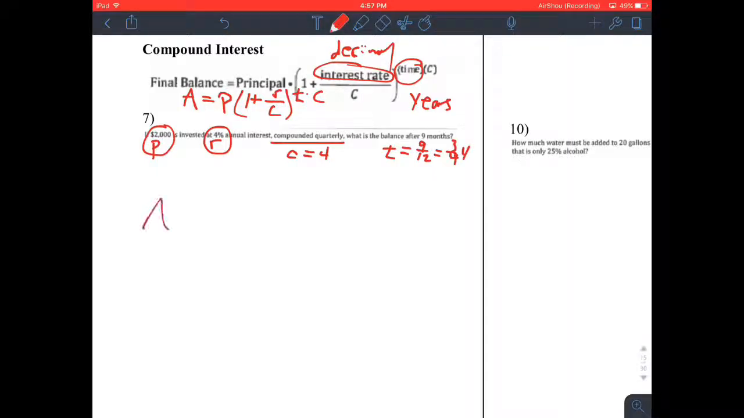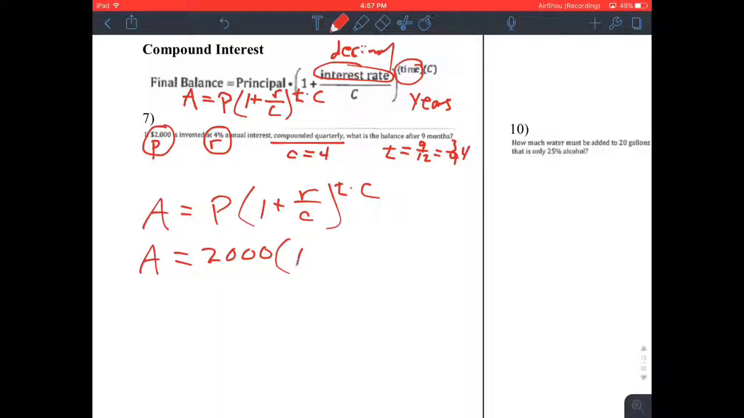Compound interest formula, A equals P times 1 plus R over C, to the T times C. If we plug these numbers in, 2,000 is what P is. Interest rate is 4% as a decimal, that is 4/100. It is compounded 4 times a year. T is 3/4 of a year. And C, once again, is 4.